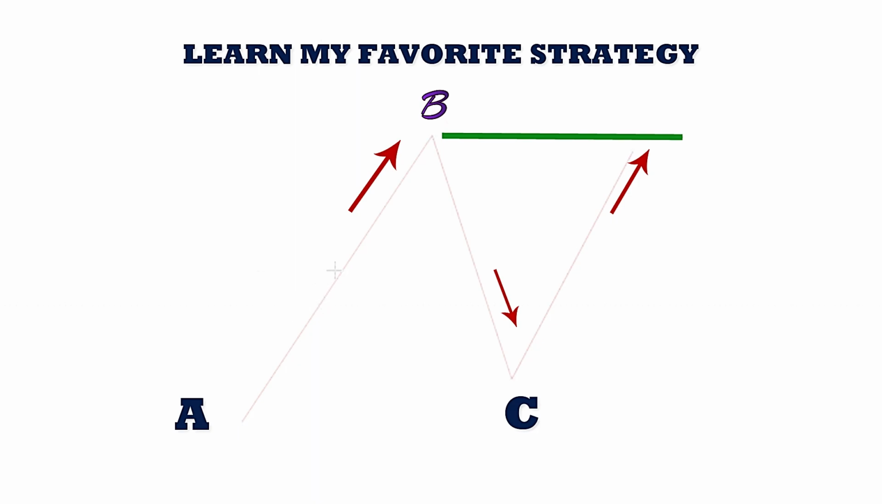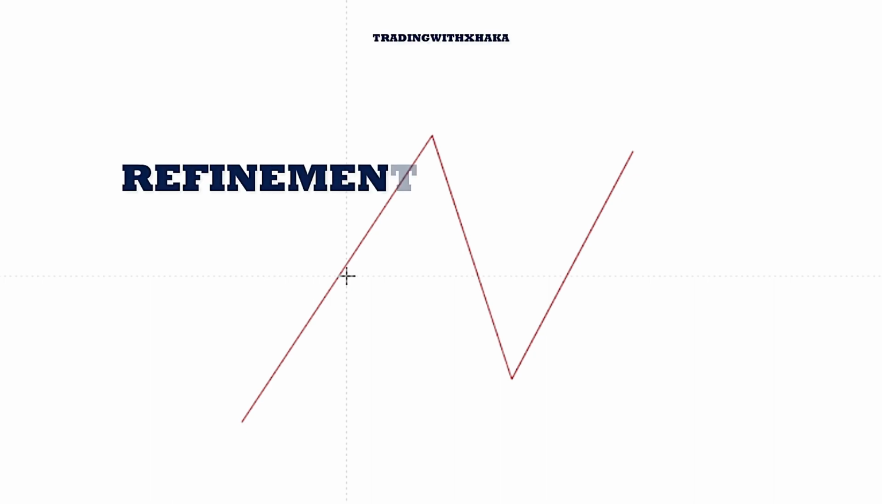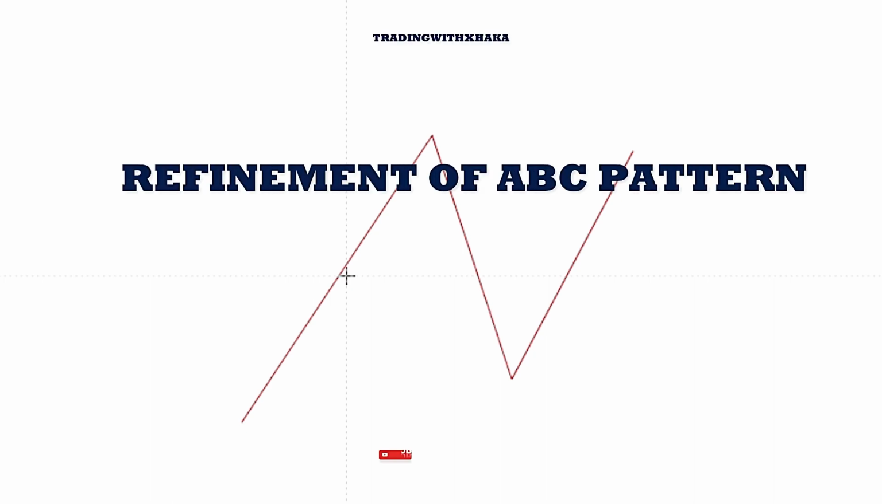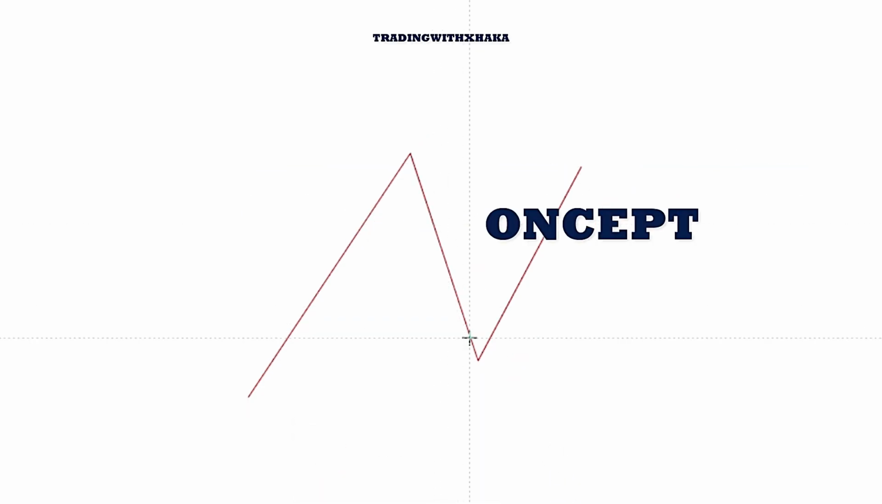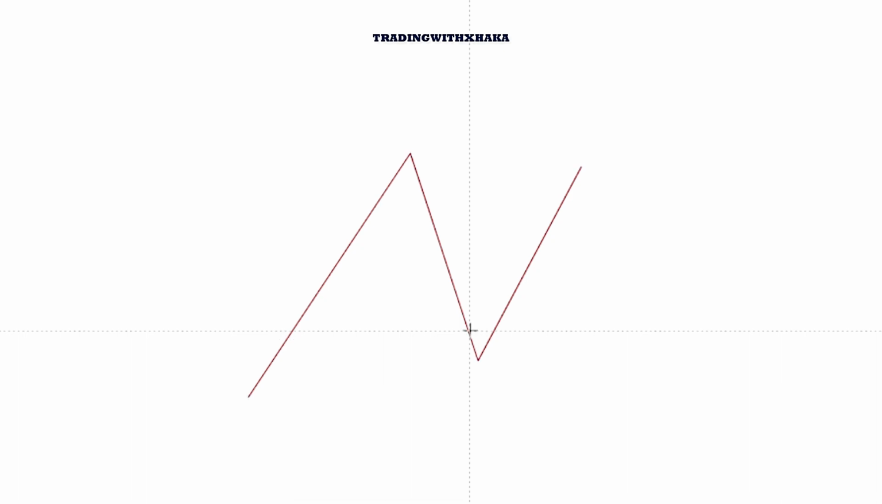But before we start, basically this strategy is just a refinement of the ABC pattern. Everybody knows, if you're a price action trader, you know what the ABC pattern is. So it's just a refinement of the ABC pattern with the concept of ICT. So let's go to the drawing board.